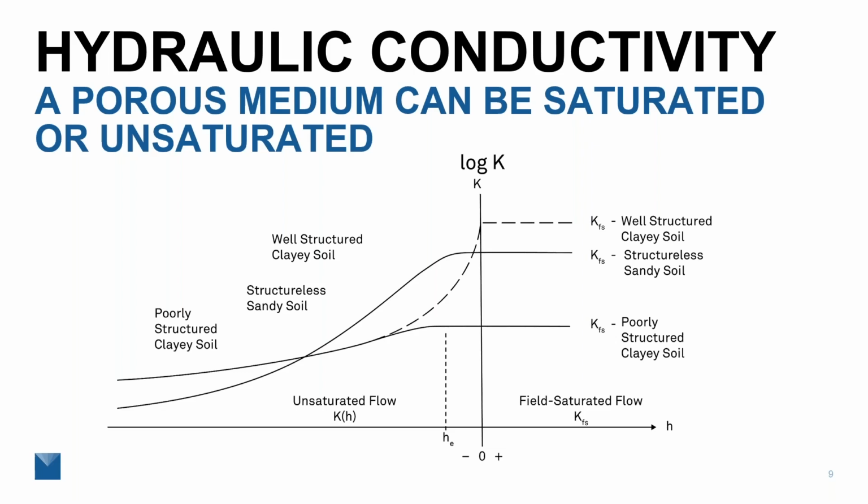But I think the most important thing to look at here is the impact of structure. What we see is that a well-structured clay soil can have significantly higher hydraulic conductivities at and near saturation than that of the poorly structured clay soil. And in some cases, it is actually higher than the sandy soil, again showing that we can't just rely on soil texture to estimate hydraulic conductivity. And again, just highlighting the impact of structure and why that's important.